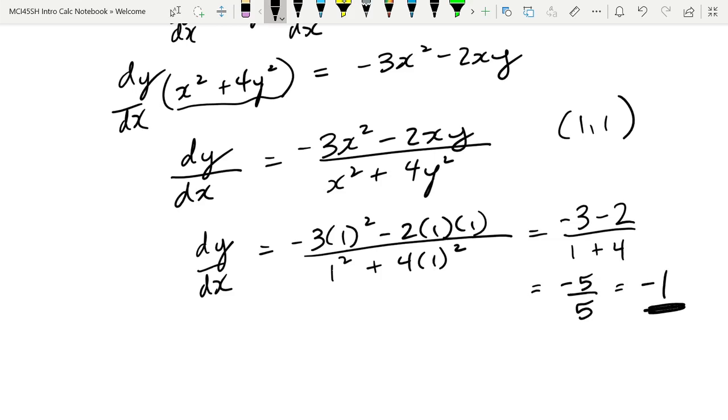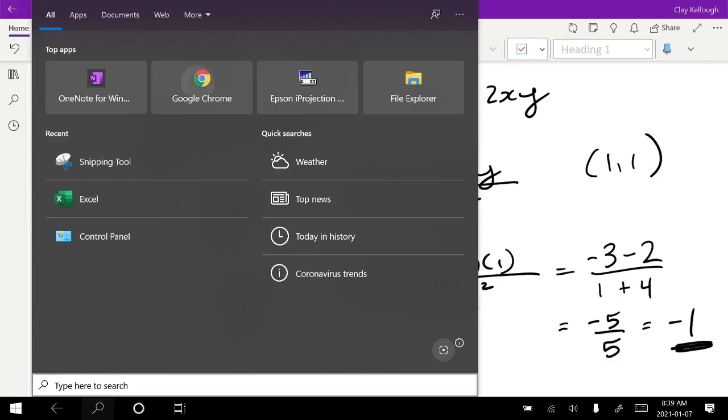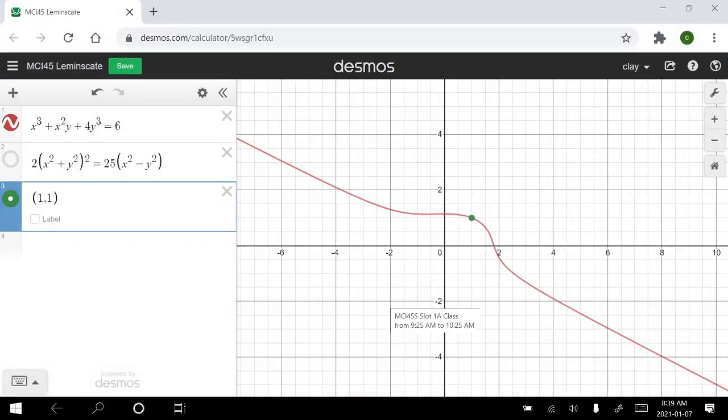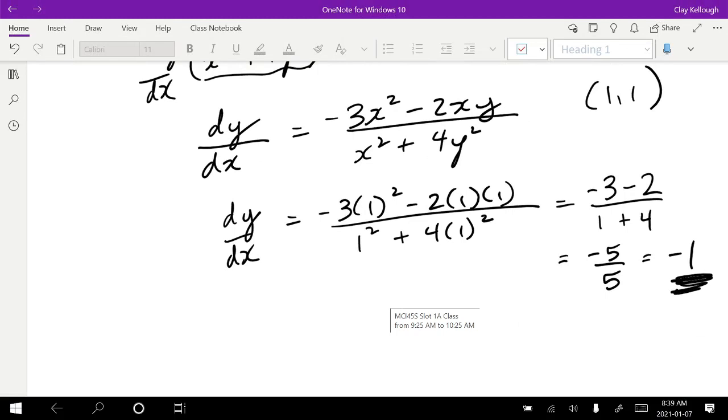Let's just take a quick jaunt back and see, does that make sense? If we go back to my graph, yeah, that does kind of make sense. I'm looking at that dot, and I'm thinking the line that would just touch that dot has a slope of negative 1. That does look reasonable to me. Okay, I think that looks good. So let's go back and finish this off. I have a slope of negative 1.